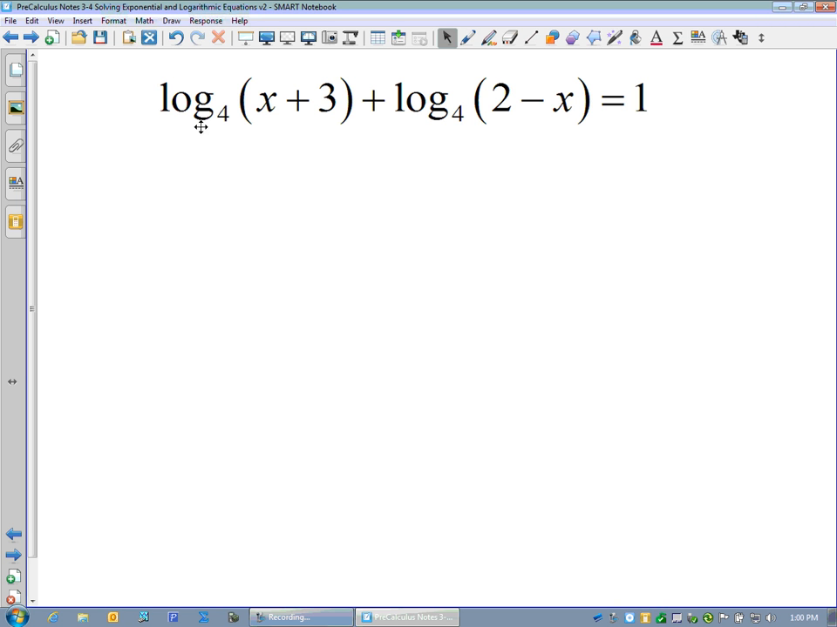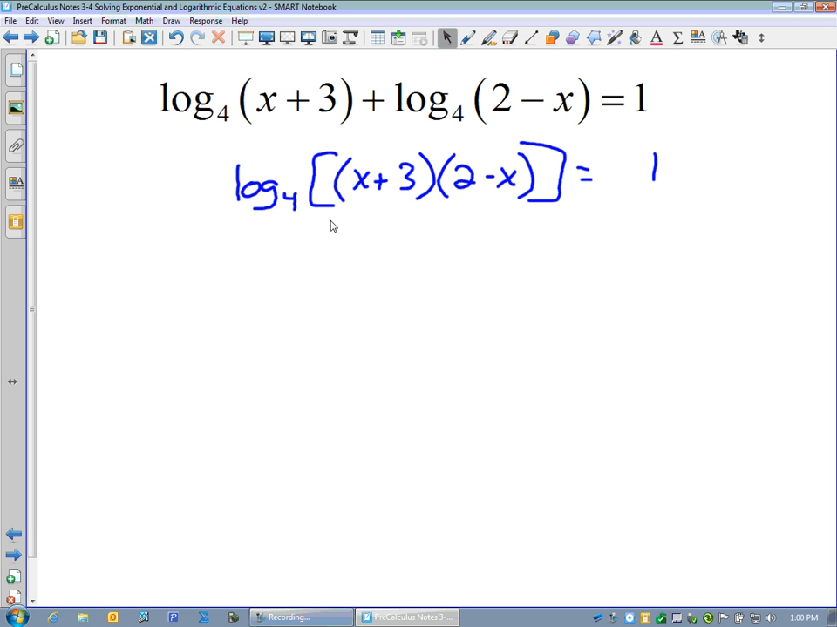But since these are both the same base and they have a plus between them, I can easily combine these to be a single log expression. So that would be the product property because of the plus. So it's simply going to be log base 4 of the product of those two arguments. And that is equal to the one on the right side. We didn't change that. So notice how I have log equals number.